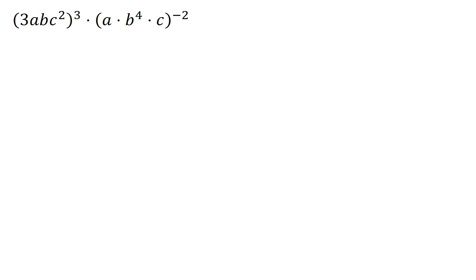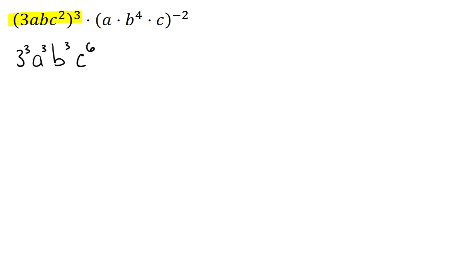The first thing that I want to do is, there's multiple ways I can do this, but I'm going to take this portion of it and raise each one of those factors inside to the third power. So if you look at it, that part that I've highlighted would become 3 to the third, A to the third, B to the third. And when I take c squared to the third, that's going to be c to the sixth power.